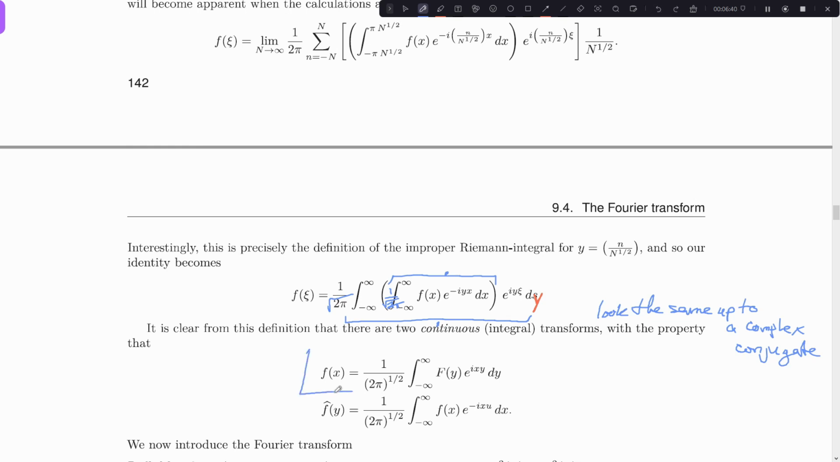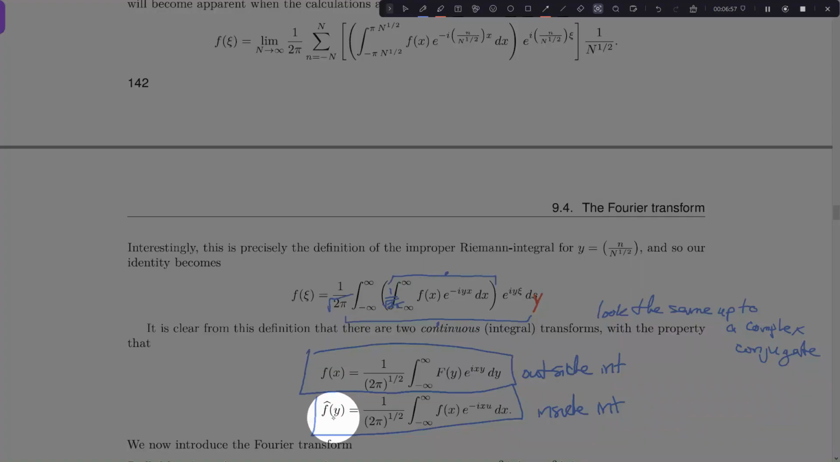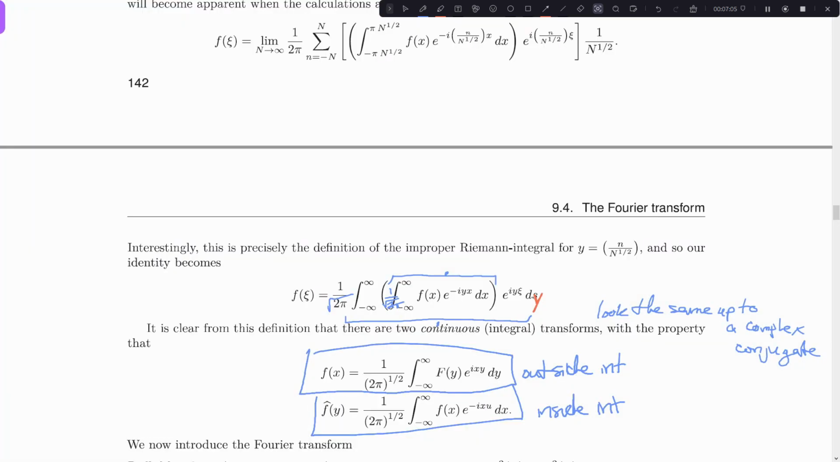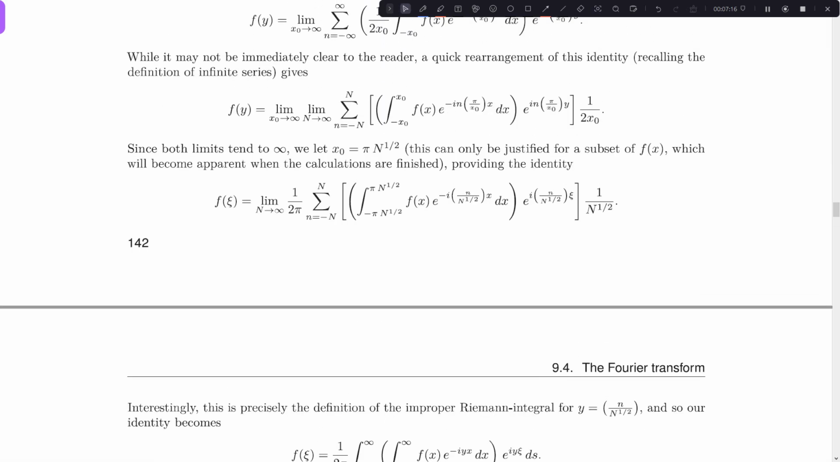So this is the outside integral, and then this is the inside integral. What we get out of that is that we define something from the inside integral as the Fourier transform of f, and then the outside integral reverses that. You can think about this capital F like f hat here. So basically the outside integral reverses the inside integral, and they behave very symmetrically, which is kind of nice about the Fourier transform that you don't receive out of the Fourier series, right?